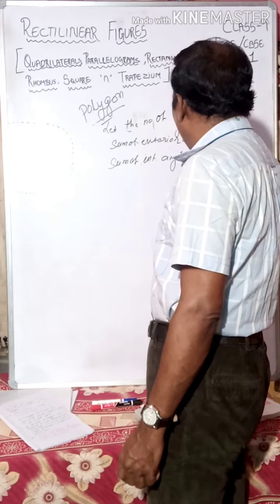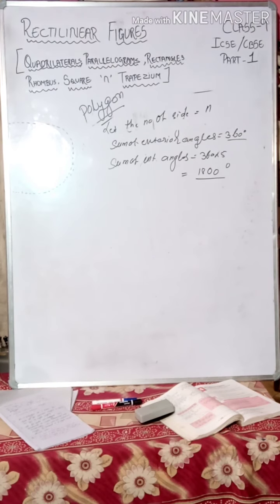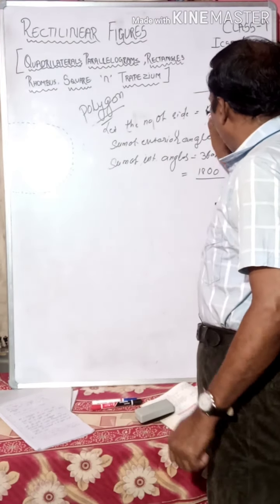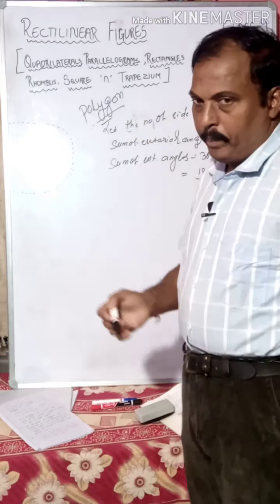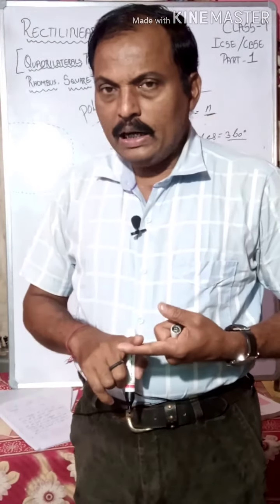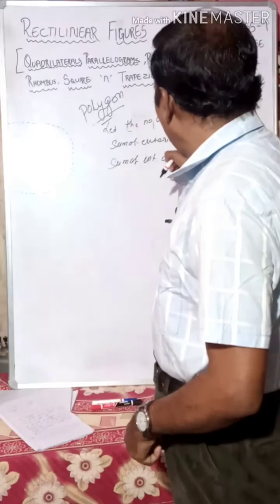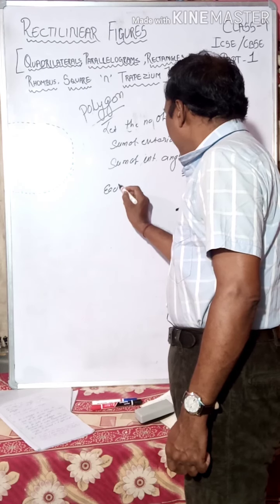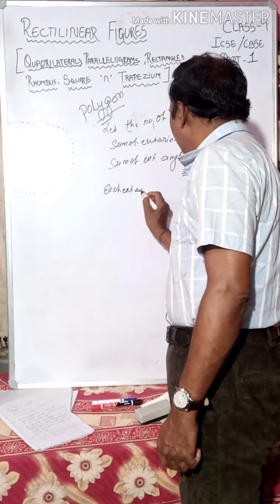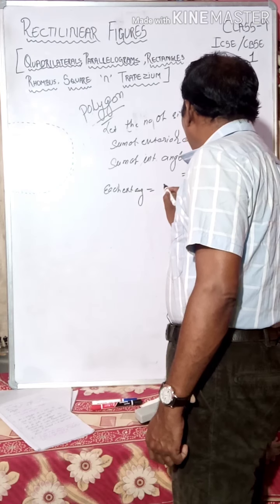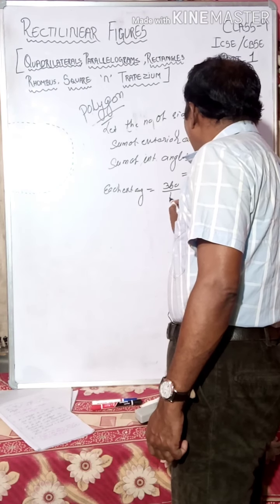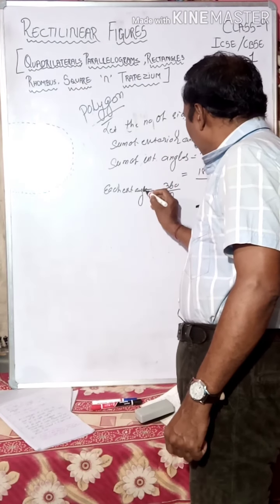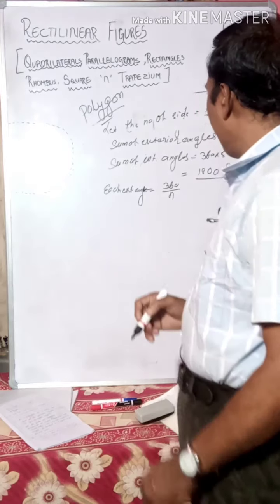Let the number of sides be n. If the number of sides of the polygon is n, what is each exterior angle? Each exterior angle is equal to 360 upon n, that is 360 by n, where n is the number of sides.